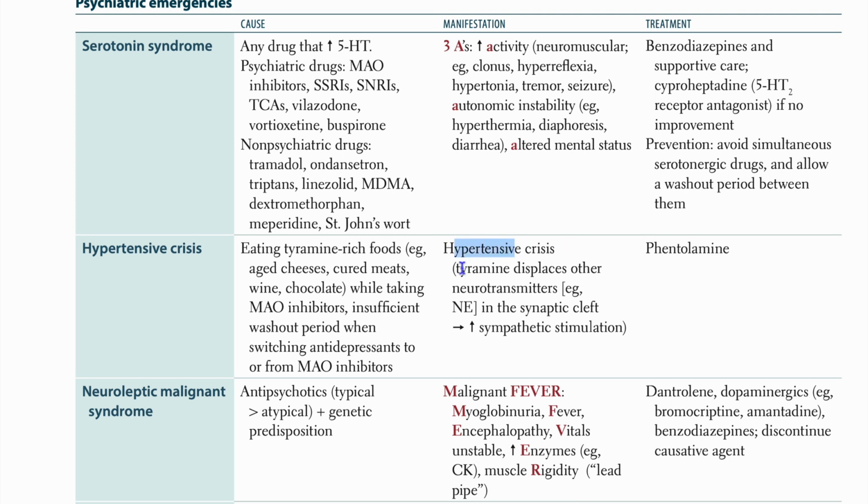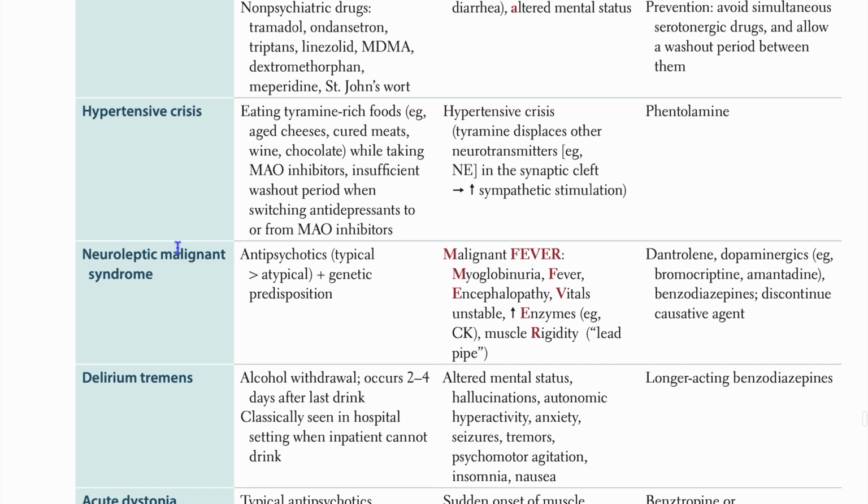So tyramine displaces other neurotransmitters, for example, norepinephrine, in the synaptic cleft. That will lead to an increase in sympathetic stimulation. Treatment is phentolamine for that. Okay.